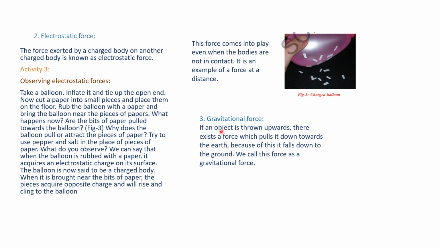Okay, so now let us understand what is gravitational force. Here we have the definition of gravitational force. If we throw any object upwards, will it go up in the sky? No, obviously it will fall down, right? There exists a force which pulls it downwards. So we have a force which pulls each and every object downwards. Because of this, it falls down. So what is that force? That force is gravitational force.